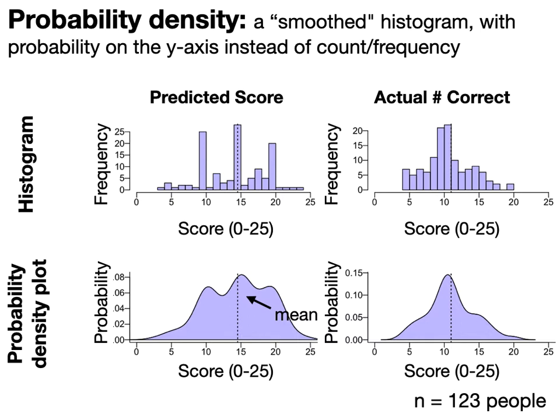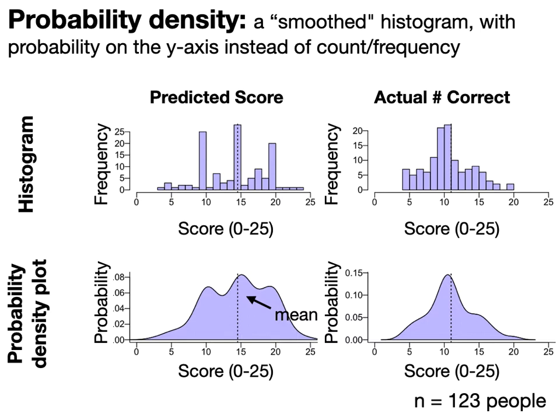Okay, a second type of graph that also shows the distribution of a single numerical variable is a probability density. And a probability density graph is just a smoothed histogram. So instead of having frequency on the y-axis, now we've got probability. So here I'm showing you the exact same distributions that I did before. I've added the mean of the distribution as a black dotted line. It's really too fine to see in the upper left, but it is there on all four of them.